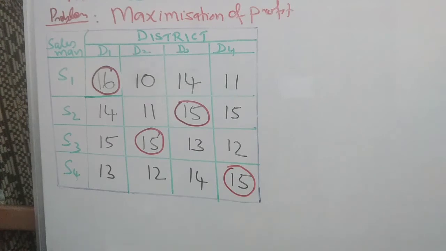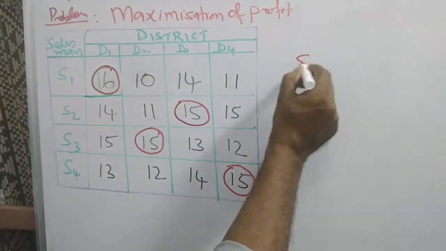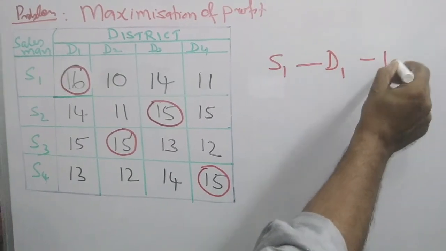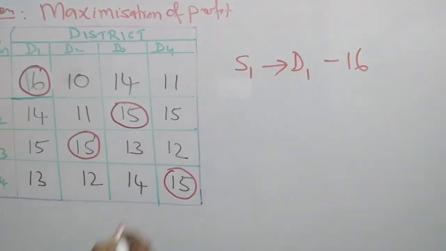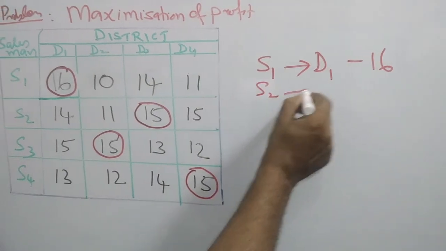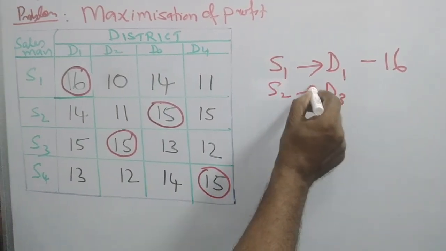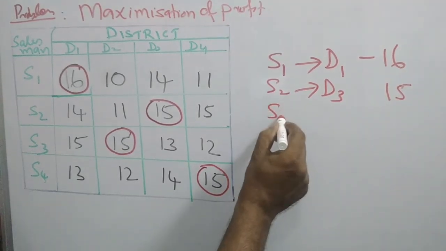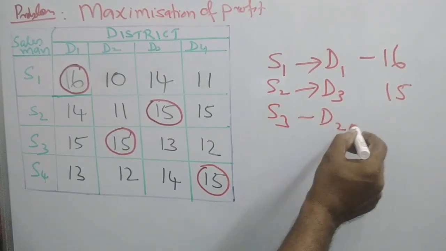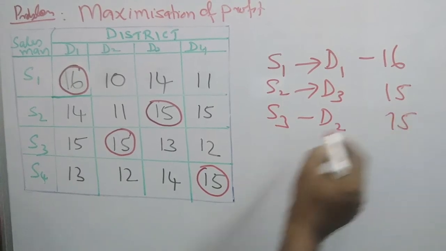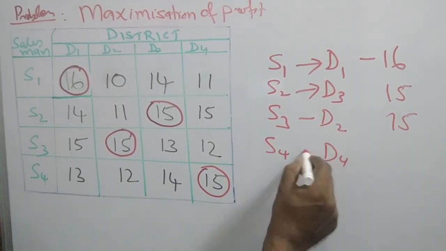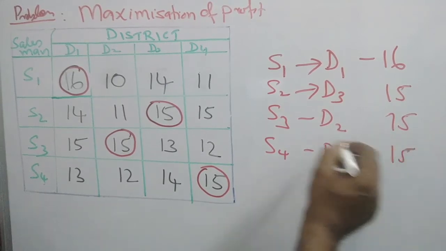Therefore, the final answer is that the first salesman S1 is allocated to D1 and his profit is 16 units. Salesman S2 to district D3, and his profit is 15. The third salesman to the second district, and the profit is 15. The fourth salesman to the fourth district. So refer to this allocation.